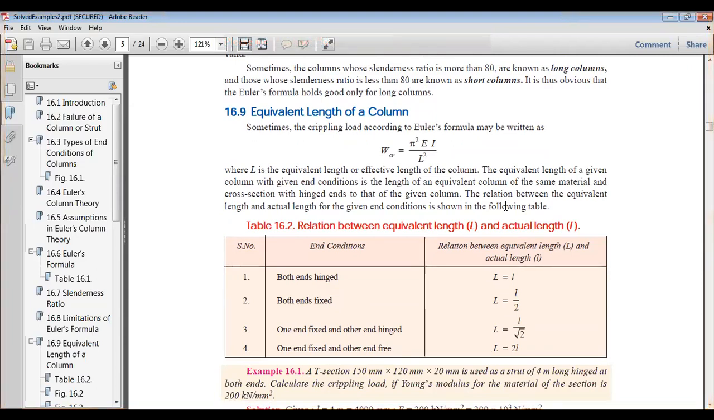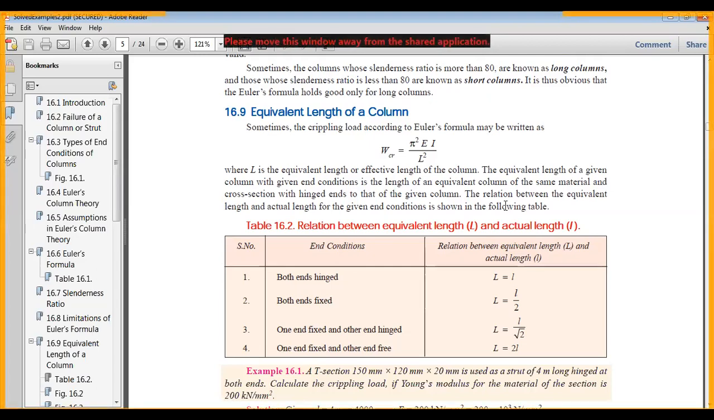When both ends are hinged, the effective length or equivalent length of the column will be the same as the actual length. So if both the ends are hinged, the actual length and the effective length, or equivalent length, will be the same.